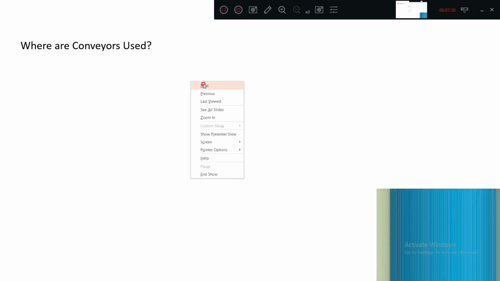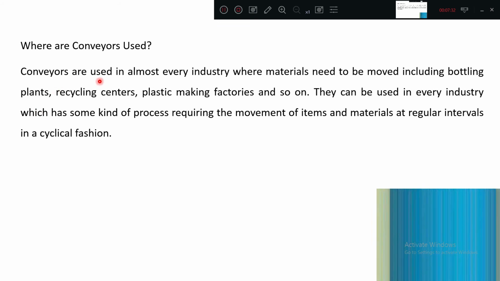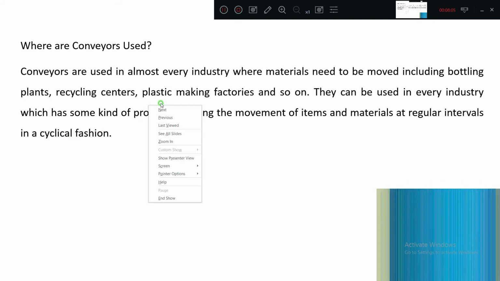Now, why do we use conveyors? Okay, see, conveyors are used in almost every industry where materials need to be moved, including bottling plants, recycling centers, plastic making factories. Everywhere it is used. They can be used in every industry which has some kind of process. So wherever processes are there, you can go for a conveyor system requiring the movement of items or materials at regular intervals in cyclic fashion. Cyclic means a repetitive procedure is adopted there.